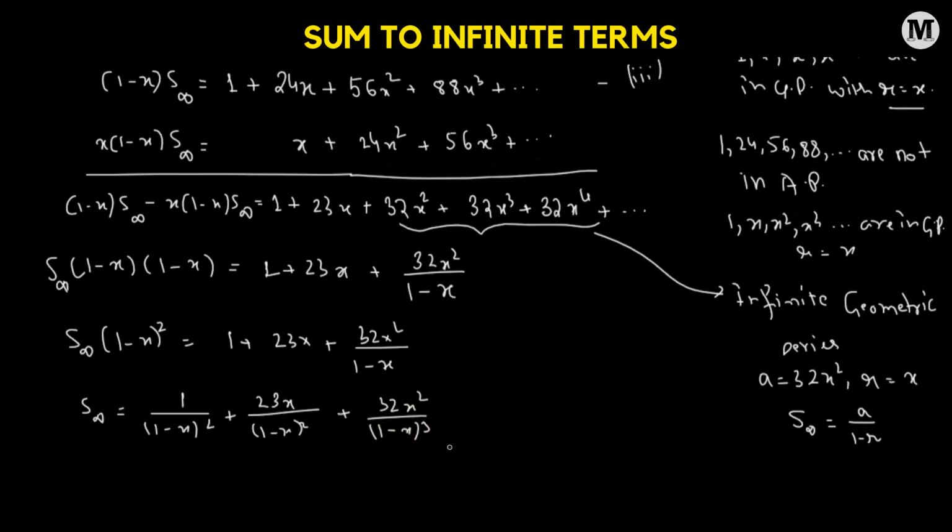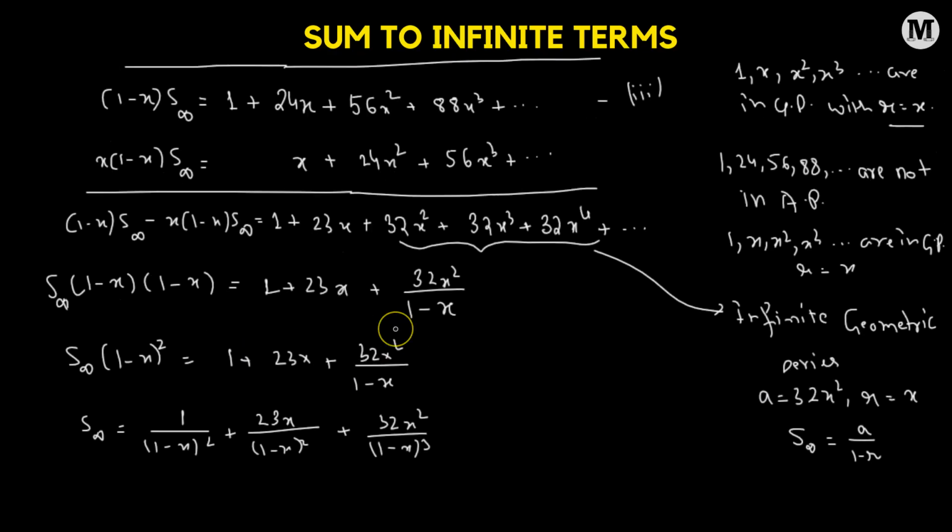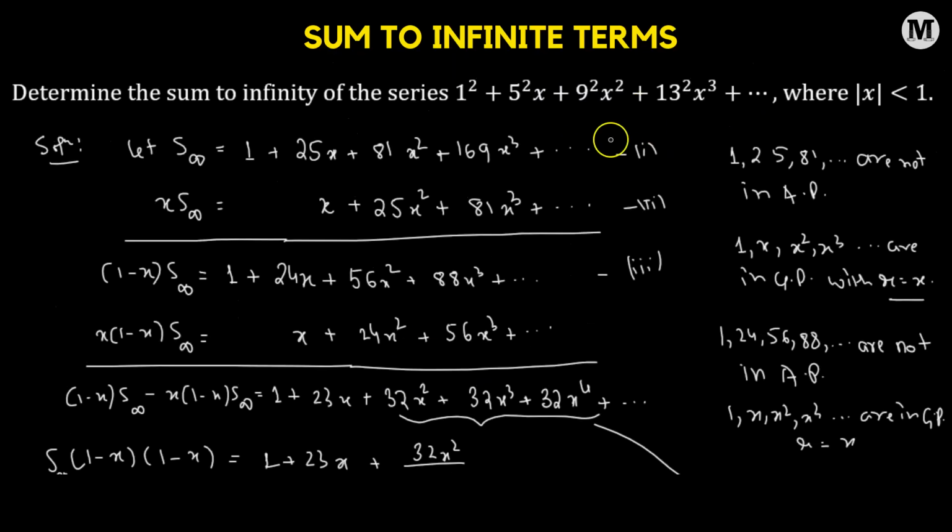Now, we can finally combine them. That I'm leaving as an exercise for you to try out. It's very simple algebra. We have 1 added to 22x added to 9x squared whole divided by 1 minus x whole cubed. Hence, this is going to be the sum to infinite terms of the given series.